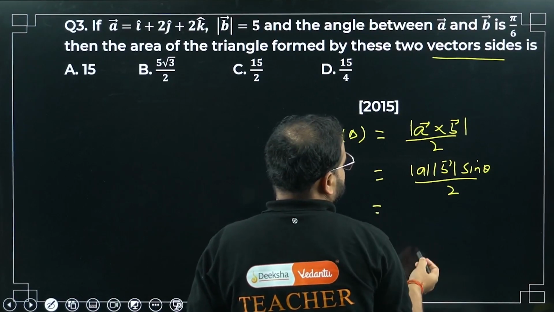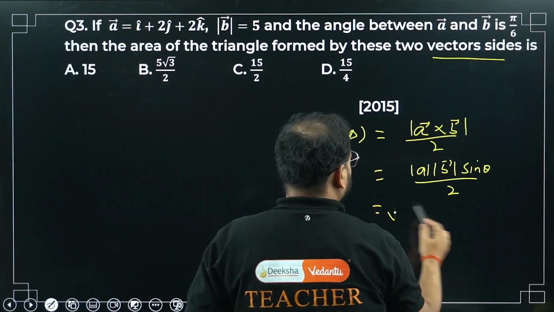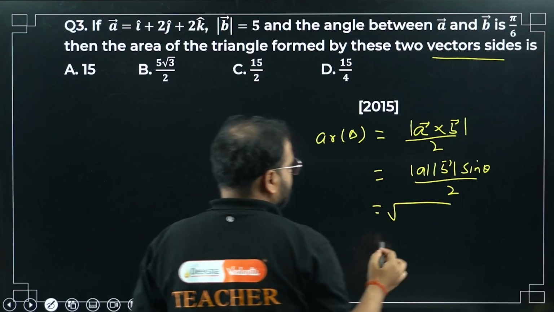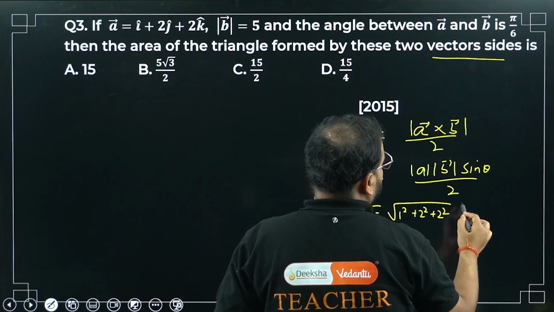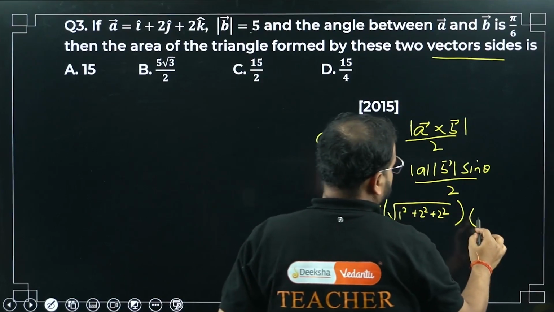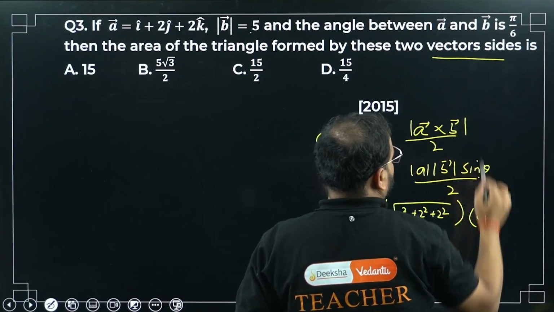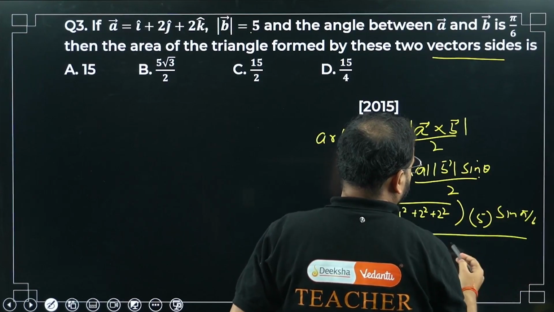Great. Please check now. What is mod a? I have to find it out. So please find it out, bacha. 1 square plus 2 square plus 2 square, sir. So root of 1 square plus 2 square plus 2 square, times mod b, which is 5. Please check. Sine theta, and theta is pi by 6. So sine of pi by 6, whole divided by 2.